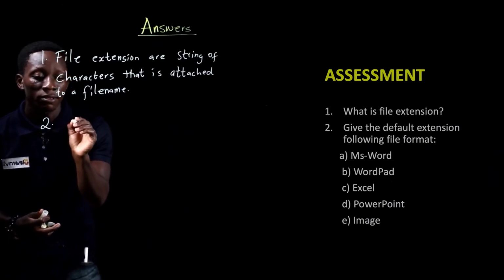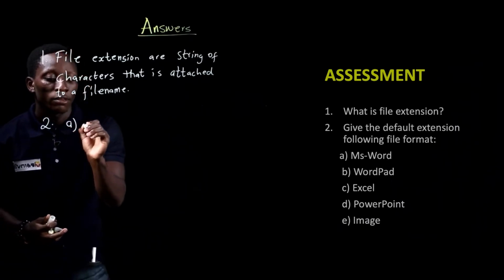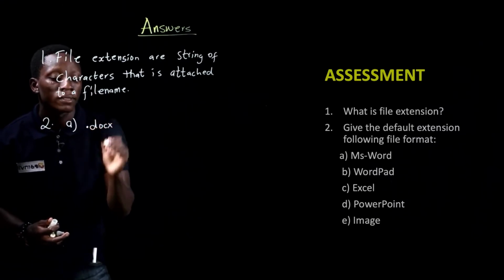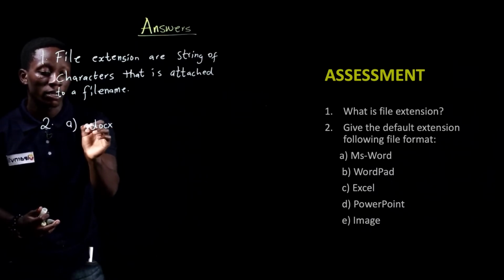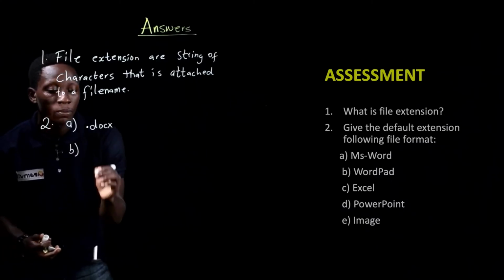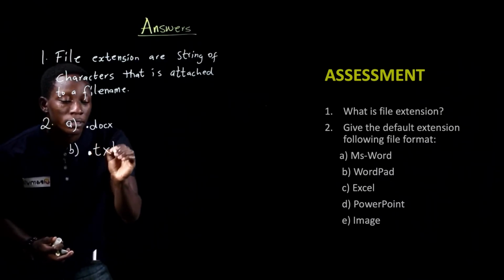So now let's move on to the first one with A, MS Word. .docx. Please don't forget it. When you're writing the extension, it starts with a what? A dot. B, WordPad. .txt.